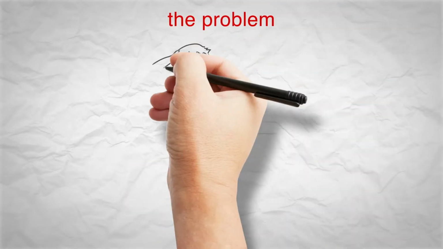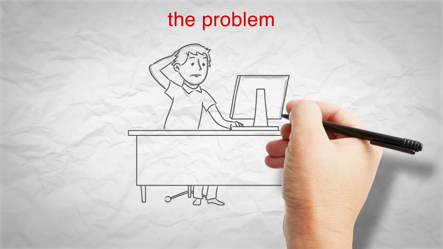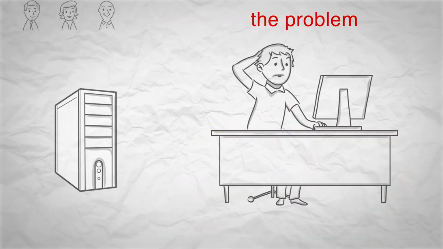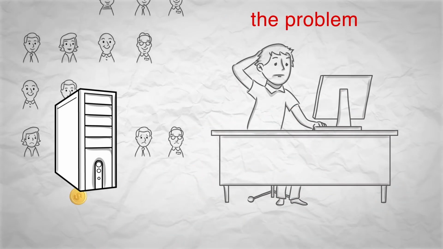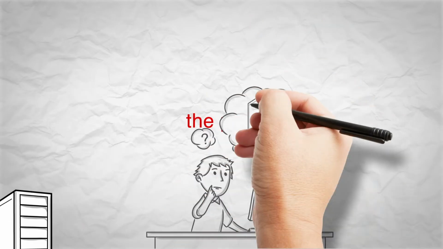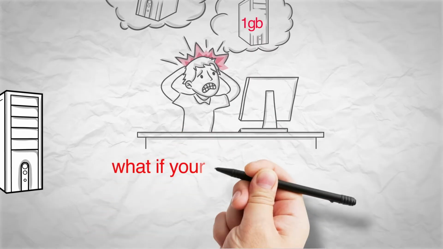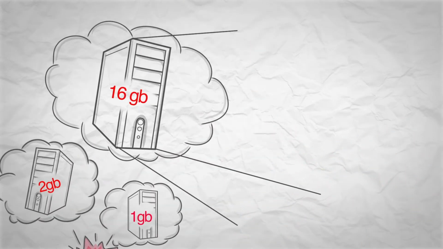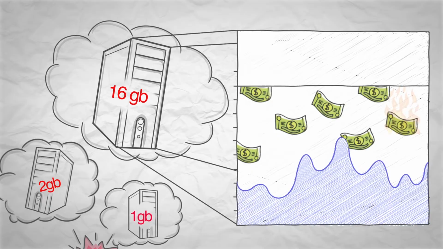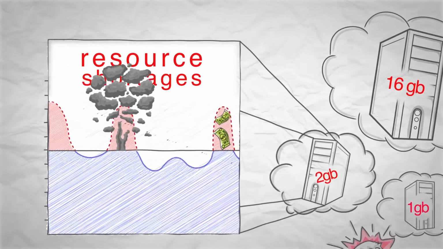Okay, so here's the problem. You've created an awesome app ready to deploy to the cloud, but you need an environment that is scalable without losing control of your budget. How big should your server be? 1 gigabyte? 2 gigabytes? 16 gigabytes? What if you're wrong? It's expensive to pay for resources you don't need. But then it's also expensive if resource shortages cause downtime.